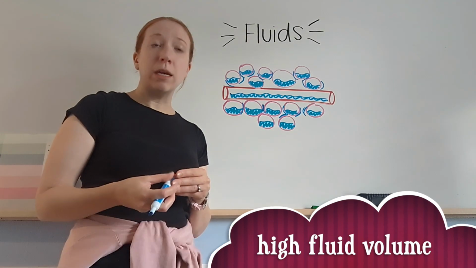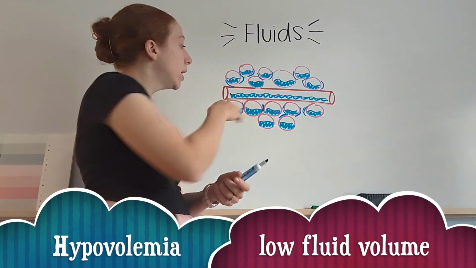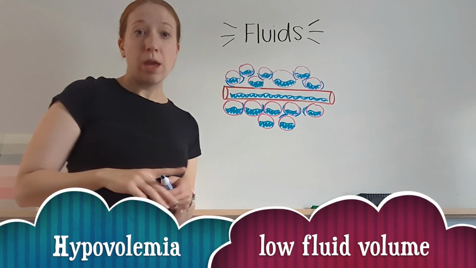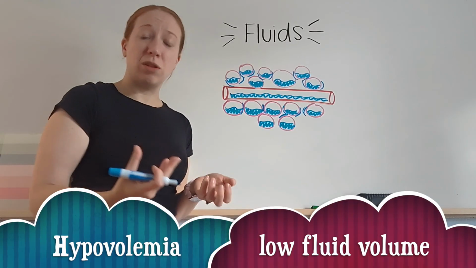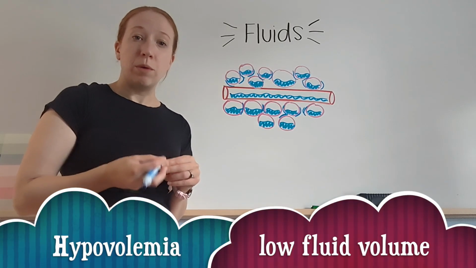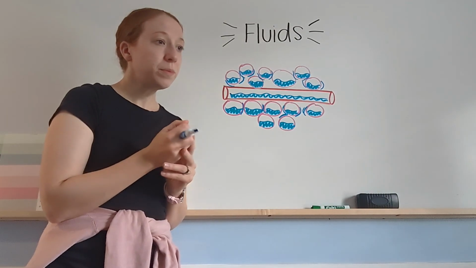Hypovolemia is the opposite. Maybe we're dehydrated. We don't have enough fluid circulating through right here through our bloodstream in the vessel. Instead, we have more of it in the cells and not enough circulating to other parts of our body. So those are terms that you might see when we have too much or too little fluid within the vessel.